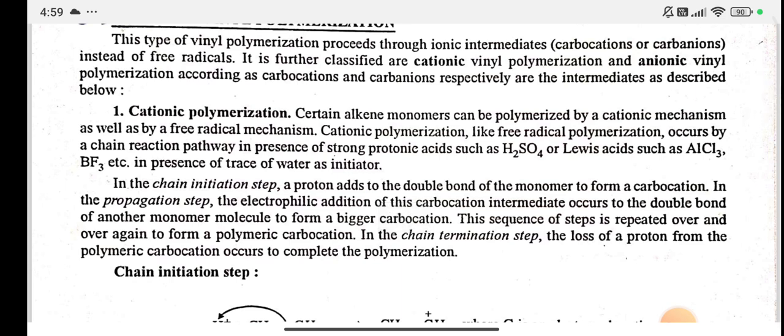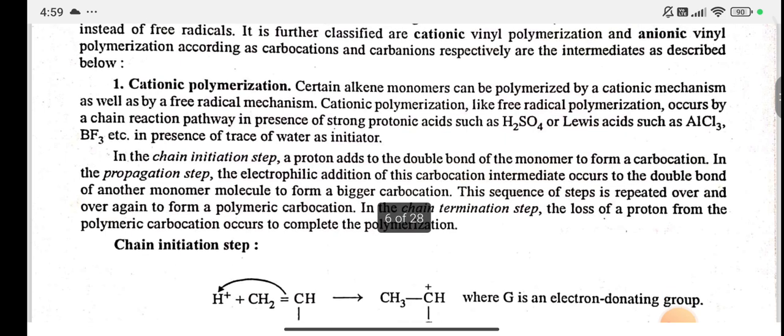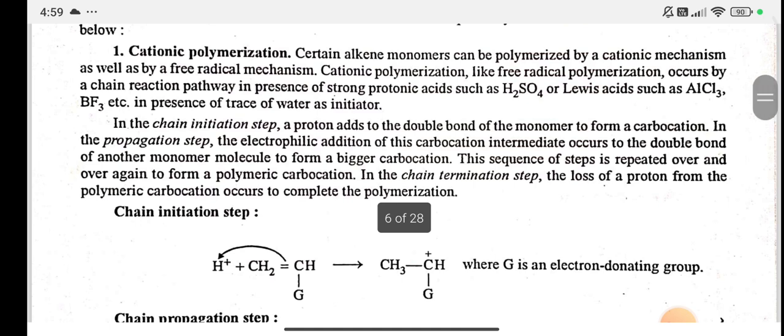Cationic polymerization. Certain alkene monomers can be polymerized by a cationic mechanism as well as by a free radical mechanism. Cationic polymerization, like free radical polymerization, occurs by a chain reaction pathway in the presence of strong protonic acids such as H2SO4 or Lewis acids such as AlCl3 and BF3, in the presence of a trace of water as co-initiator. In the chain initiation step, the proton adds to the double bond of the monomer to form a carbocation.